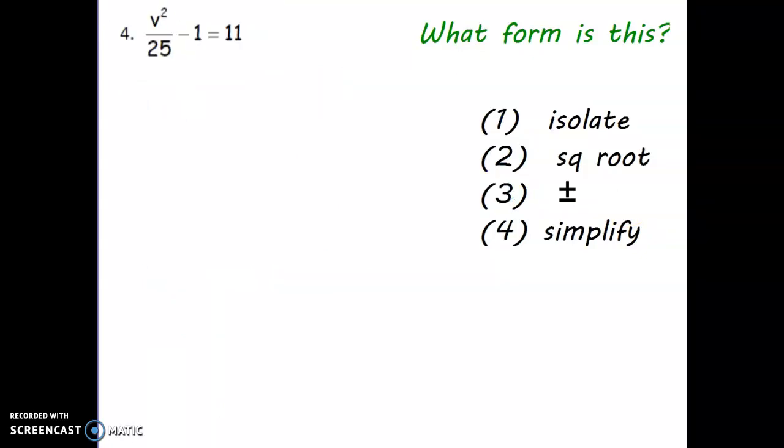All right, let's try number 4. So what do we see here? Well, this is actually standard form because there's no parentheses. If I wanted to, I could rewrite this one as 1 over 25 v squared minus 1 equals 11, right? So you guys can see if I subtracted the 11 over here, I would have standard form with b equal to 0. So I have what I need.